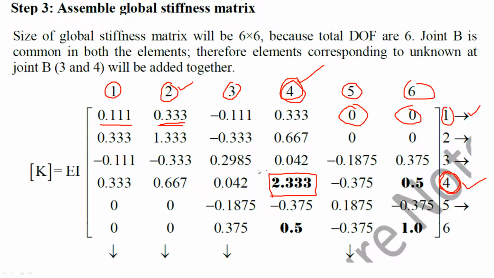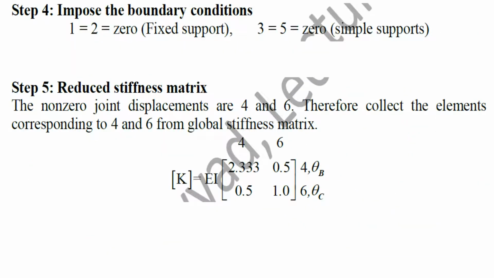This is the global stiffness matrix. But remember, you have to write down this matrix only if it is mentioned in the statement of the numerical example. Otherwise there is no need, because it takes a lot of time to collect all the coefficients of a 6 by 6 order, meaning 36 elements. Instead of this, we can directly go for the next step, that is the reduced stiffness matrix.